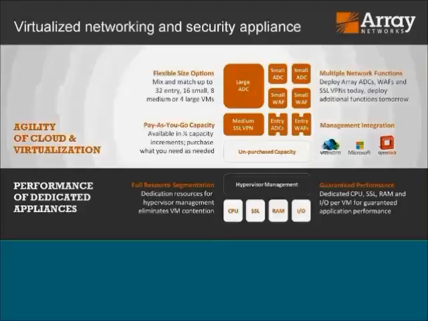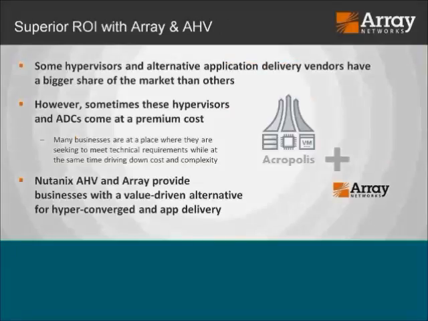So in many ways, the Nutanix is a platform, and this AVX is a platform. I think they actually share a lot of similar value proposition, and I think it's unique to Array and also is very of interest to a lot of the customers that we're talking to. And finally, I think we all know, like I said, Array is not the only application delivery and load balancing vendor in the market. And there's a lot of different hypervisor vendors that are out there. So some hypervisors and some alternative app delivery vendors may have a bigger share of the market than others. But there's always a trade-off, and some of these hypervisors and some of the other application and load balancing vendors comes at a premium cost.